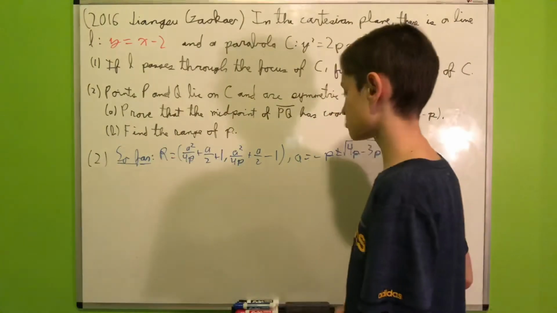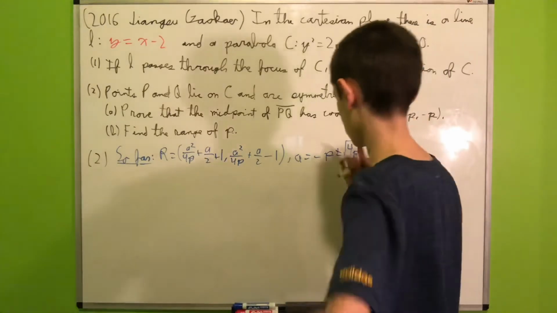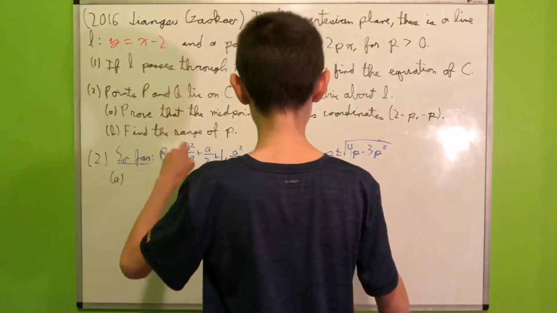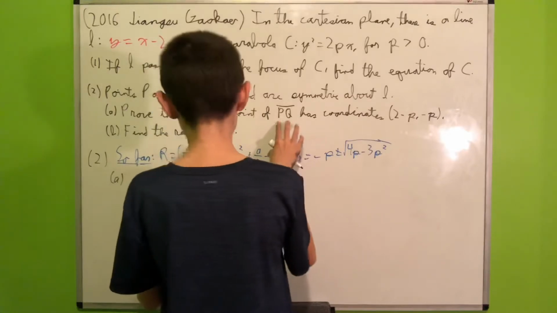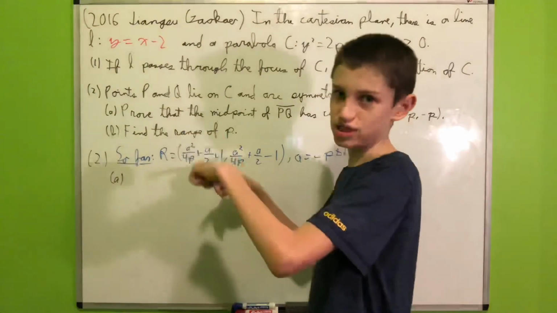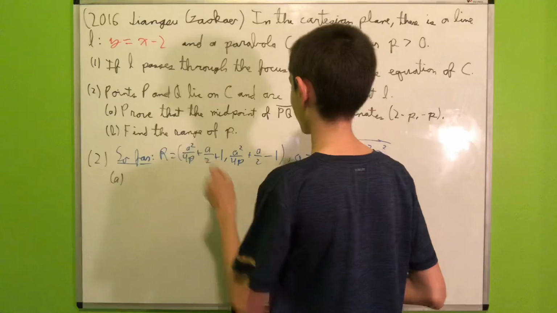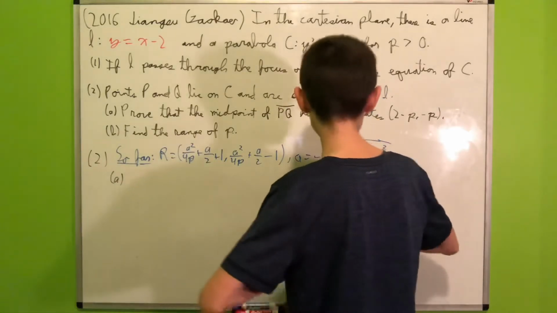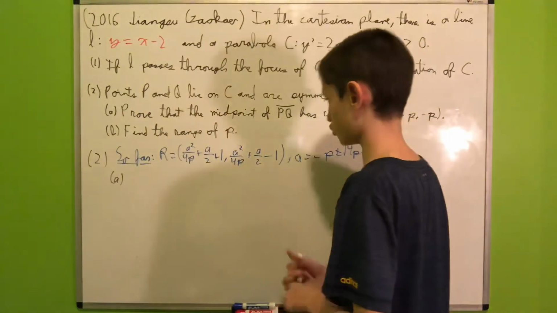Okay, so now that I've cleaned up this board, we can finally start answering our 2 actual questions. So, let's answer part A first. Now, we want to find the coordinates of the midpoint of PQ. But the midpoint of PQ is R, exactly, because it's the intersection of PQ and L, and since everything is symmetric, we get that R is actually the point that we want. And all that we have to do really is just to plug in A inside of our formula for R, and we're good to go.